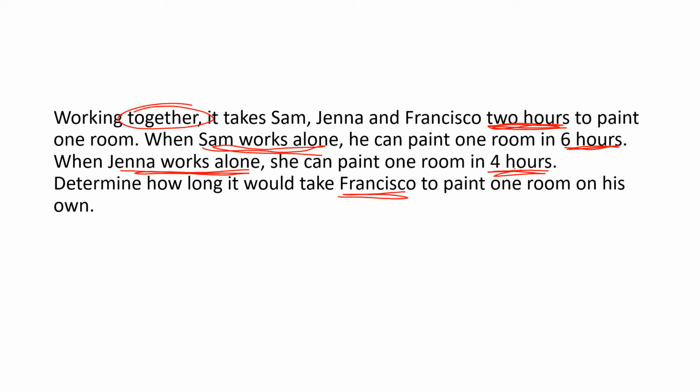All right, so let me lay this out here. We've got 3 people. So I've got Sam, Jenna, Francisco, and then I also have what if they all work together. So I'm going to start filling this in. It says working together, it takes them 2 hours. So down here, they can do one room every 2 hours. That would be half a room per hour.